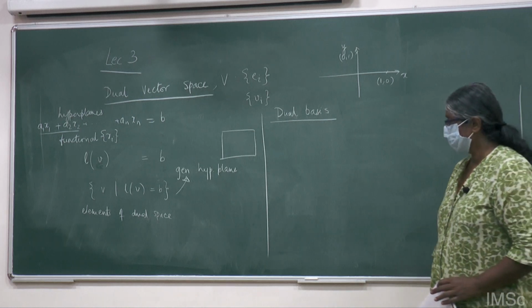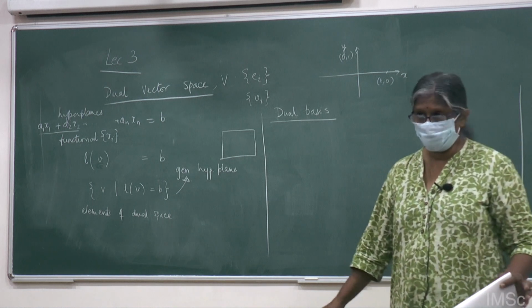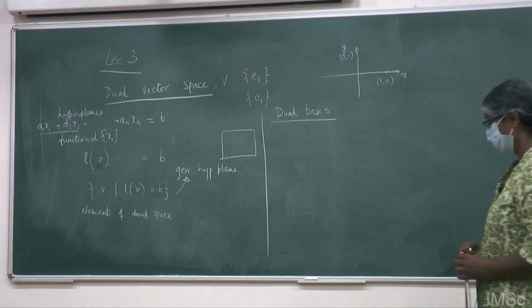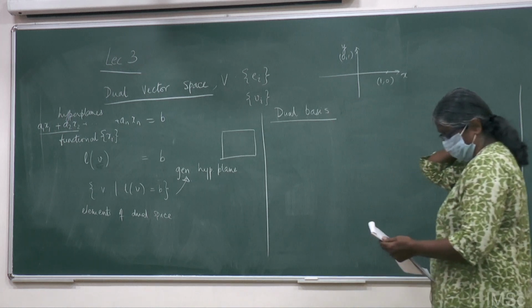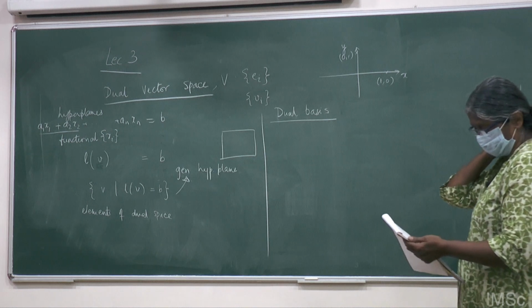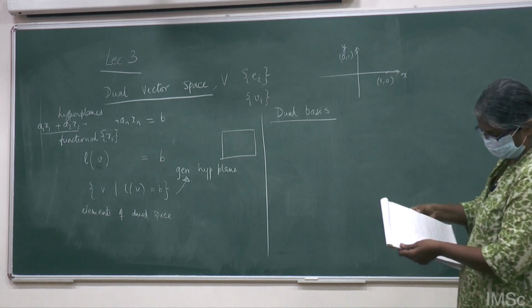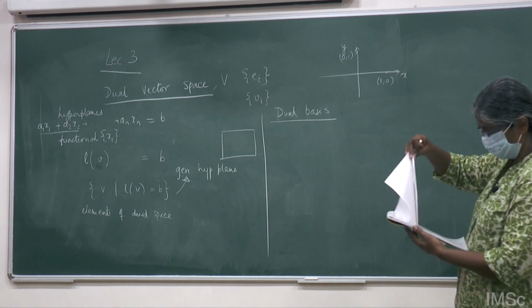And they can generally be all complex numbers. They are all basically either real numbers or complex numbers. So here you have a dual basis. What is the dual basis? I've given some examples here.